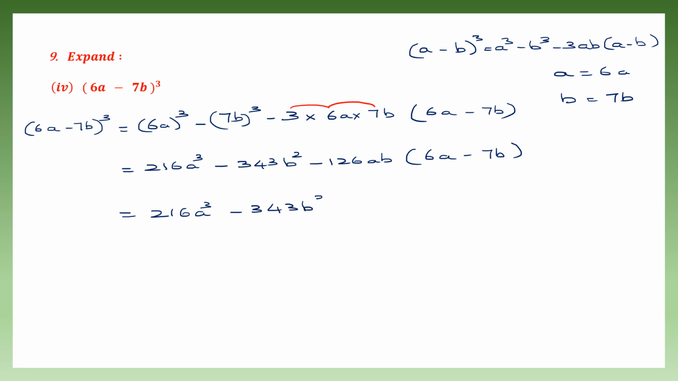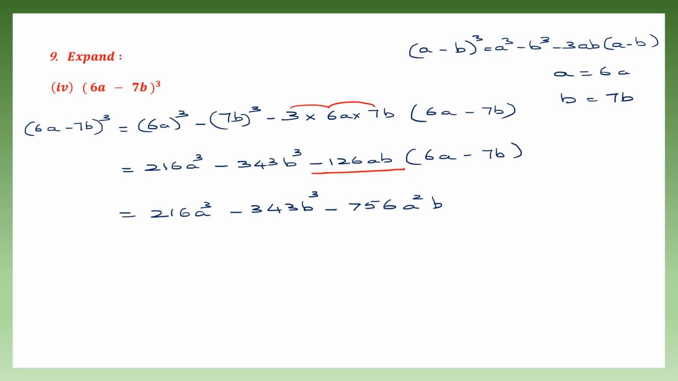Now what we are going to do is, this is b cube. We are going to multiply minus 126ab into 6a. So the sign is minus. 126 into 6 is 756. Now we multiply a into a, that will be a square, and then we have b. So we finished multiplying with this.